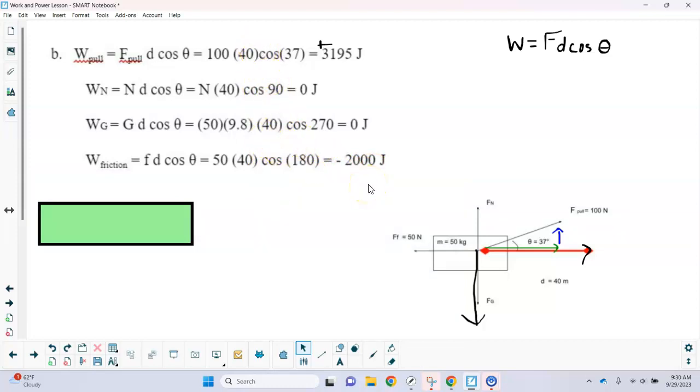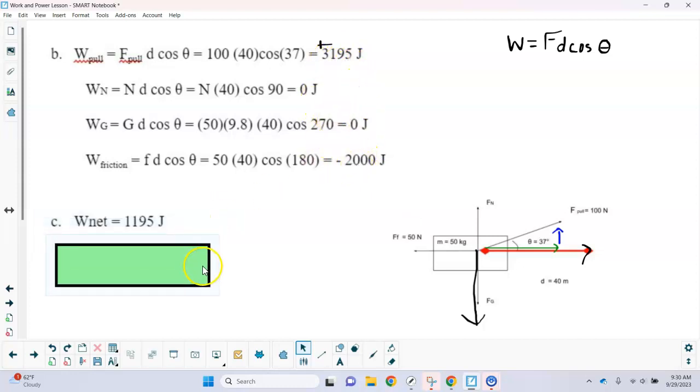And how do you think we're going to get the net work? Just like the net force, you just add. So it's 3195 plus a negative 2,000. These are both zeros. So you're going to get 1195 for the net work. If you calculated the net force, you could have done that as well. So if you did 100 times the cosine of 37 minus 50, and then multiplied it by 40, you would get the right answer. So it works out that way too.